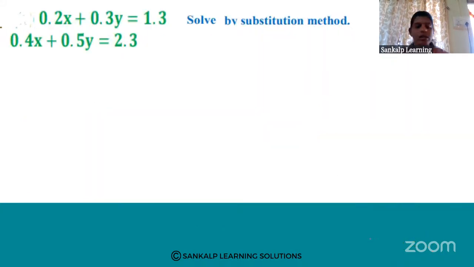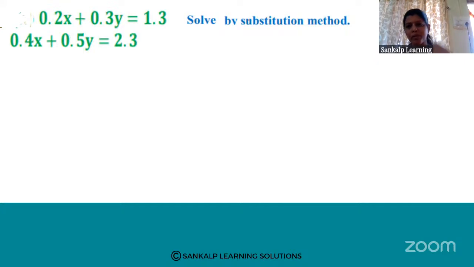Next. 0.2x plus 0.3y is equal to 1.3. 0.4x plus 0.5y is equal to 2.3. Here, solve by substitution method. Here we need to solve by substitution method.